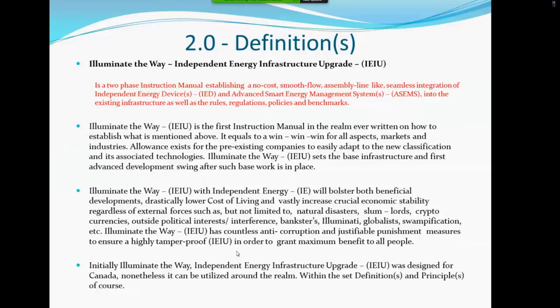Initially, Illuminate the Way independent energy infrastructure upgrade was designed for Canada. Nonetheless, it can be utilized around the realm. Now, the principles are pretty straightforward. The definitions are pretty straightforward. A lot of the future stuff is more for Canada and North America, but still, yet again, the principles in it are straightforward and can be used all over.